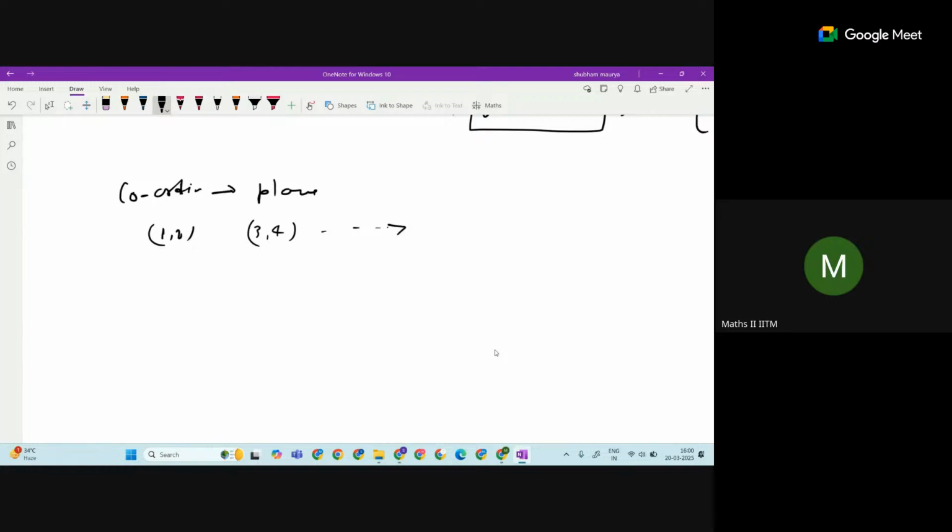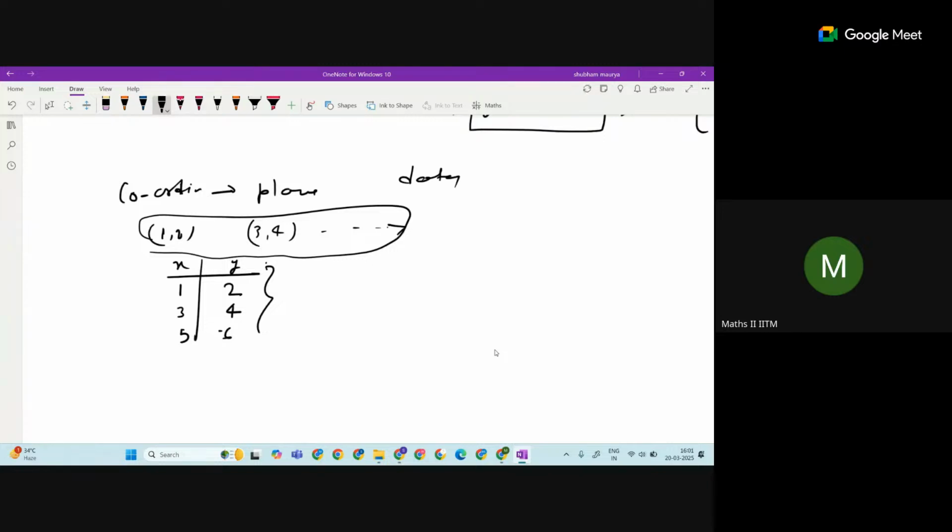So we can write it in a more formal way. How will we write it? The x is 1, y is 2, then x is 3, y is 4, and let's say 5, 6. Studying this type is called data. So this is what we can call data, or we are naming it data. These are the points we have.